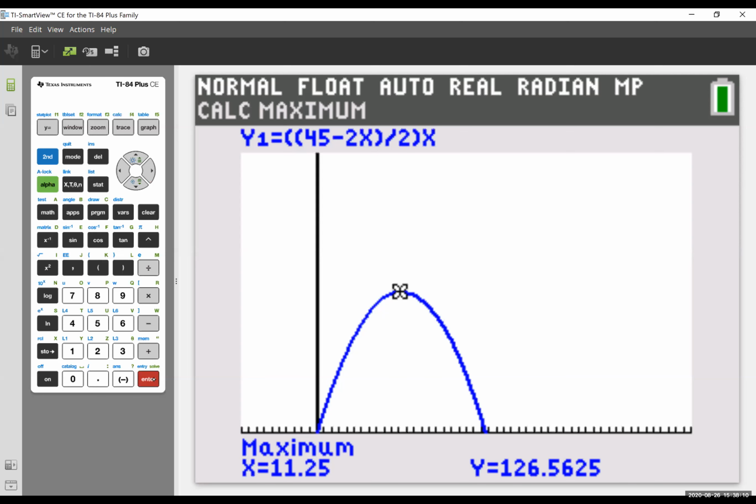So we have 11.25 and 126.5625. And it looks like it's a terminating decimal. So I might just keep the entire number for myself for accuracy. So let's see if this works for us. So we will go back.